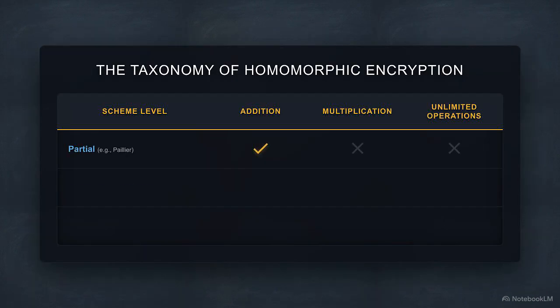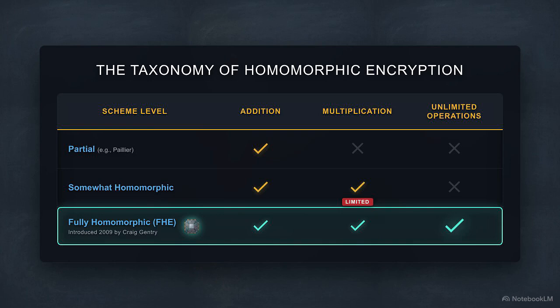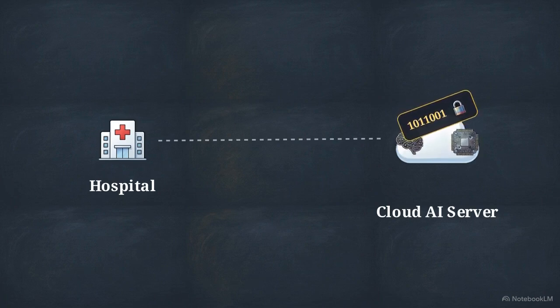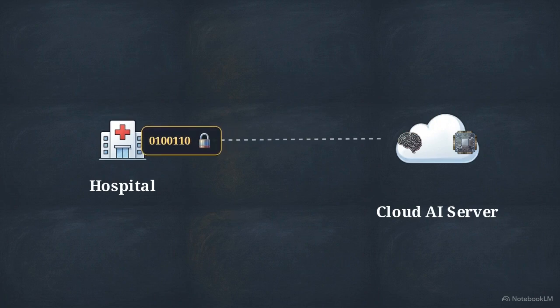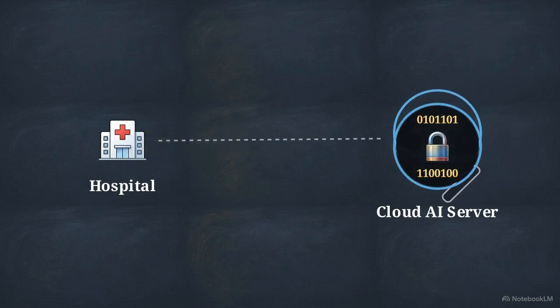While Paillier is limited to addition, Craig Gentry introduced fully homomorphic encryption, or FHE, in 2009. FHE enables a computer to perform an unlimited range of mathematical operations on data while it remains in a ciphertext state. FHE allows a hospital to upload encrypted patient records to a third-party cloud AI. The AI performs statistical analysis on the scrambled bits and returns an encrypted result. The cloud server processes the data, but never actually sees the medical information.